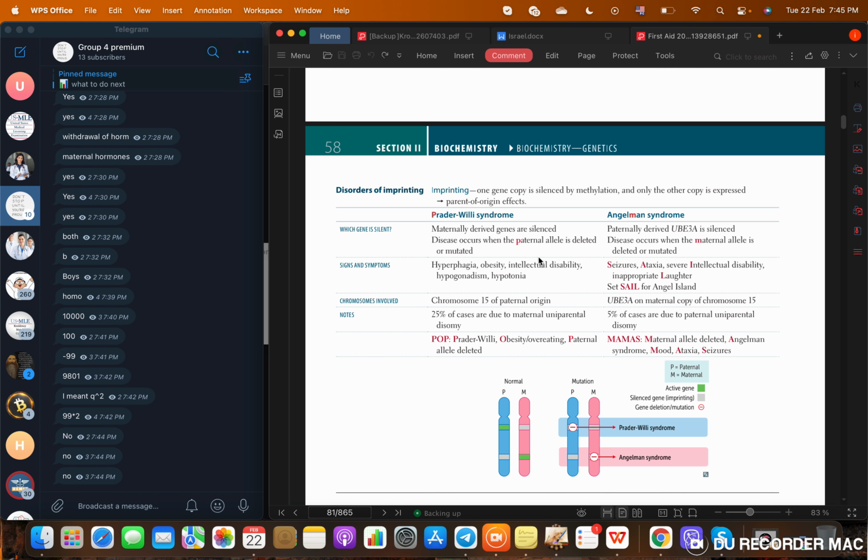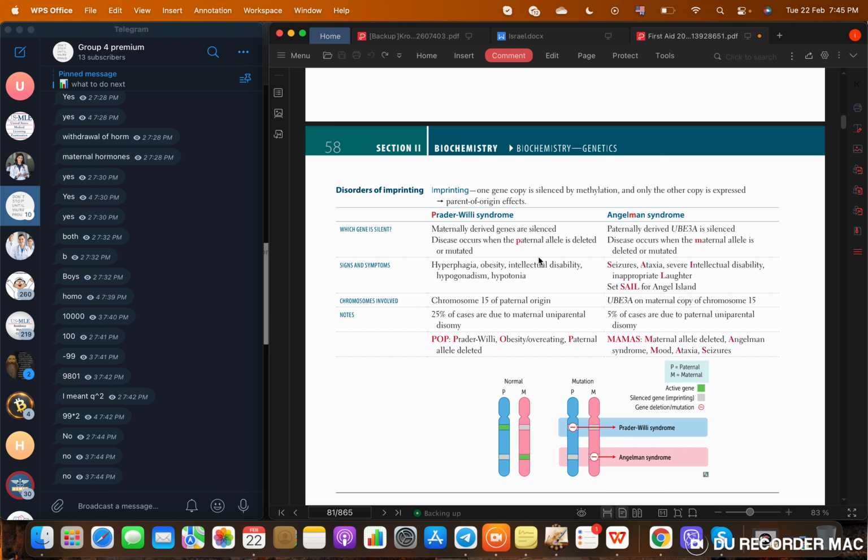So two diseases we speak about here are Prader-Willi syndrome and Angelman syndrome. They really want one thing from you in these questions. They want you to know who is silenced. Because if one parent is silenced, the other one is going to have the disomy. So you must know who is silenced. Prader-Willi syndrome has a P in the beginning, that will be important. Which gene is silenced? Maternally derived genes are silenced. So mommy is silenced, right?